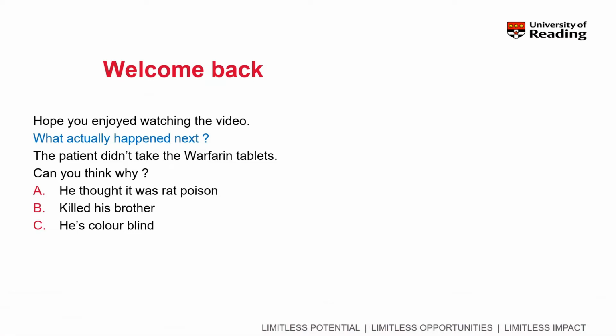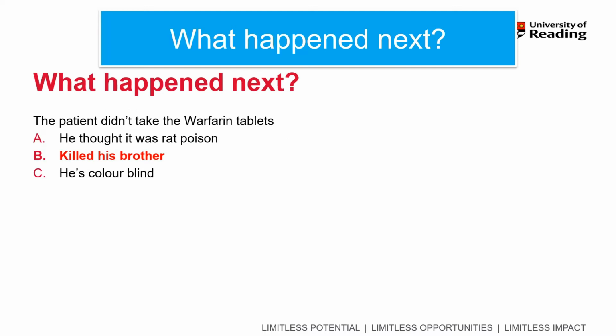So what are your thoughts? What do you think actually happened next? Well, what happened was the patient actually didn't take the warfarin tablets. Why do you think that might have been? Do you think it was because he thought it was rat poison, because he thought that's what killed his brother? Or was it because he is colorblind? Well, it was because he thought it killed his brother.